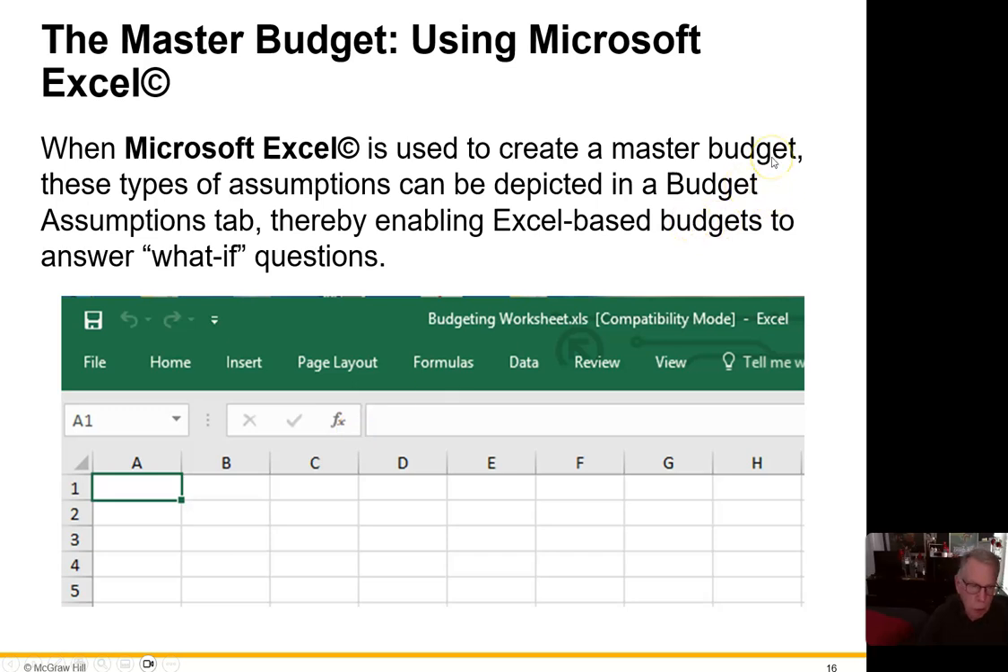Okay, to know me is to know I am very big on utilizing Microsoft Excel, and hopefully you will develop those skills and take some training in that area, because it's a very highly prized skill in the business world. So here's our budgeting worksheet. And when Microsoft Excel is used to create a master budget, these types of assumptions can be depicted in a budget assumptions tab, thereby enabling Excel-based budgets to answer what-if questions.